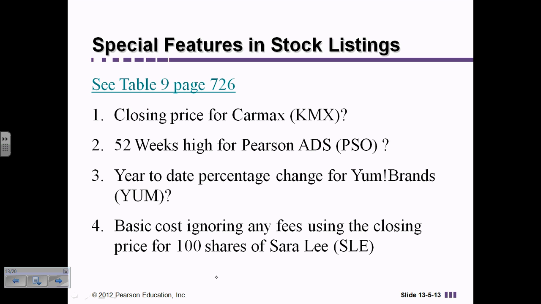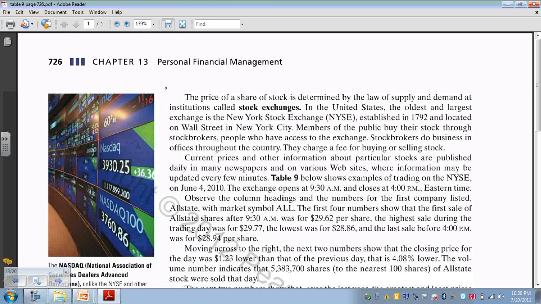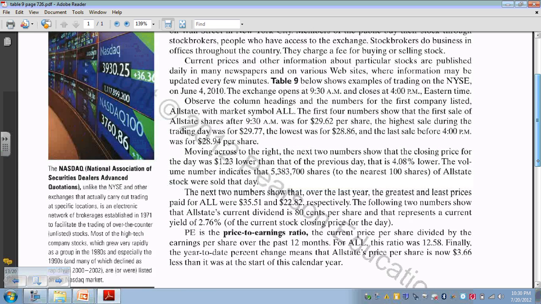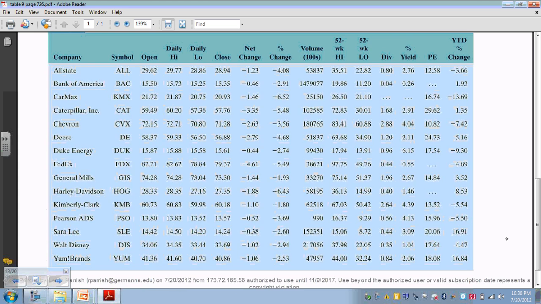So again, here's the table that we're looking at, and we're going to look at some of the examples that you're going to be doing for this. This is a copy of the table that is available for you to print out. If I wanted to know the closing price for CarMax, you're going to find CarMax in your list. Here's CarMax, and the closing price is right here. So the closing price for CarMax would be $20.93.